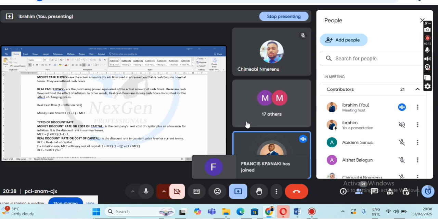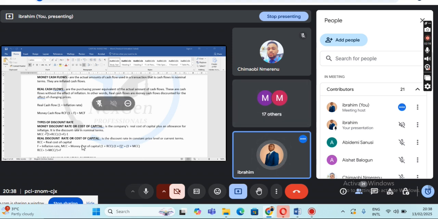So how will you convert? Money cost of capital equals (1 plus RCC, which is the real cost of capital) times (1 plus I, which is the inflation rate), minus 1. That gives you the money cost of capital that you will use to discount the project.